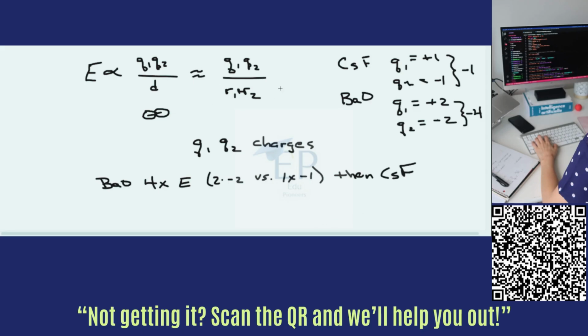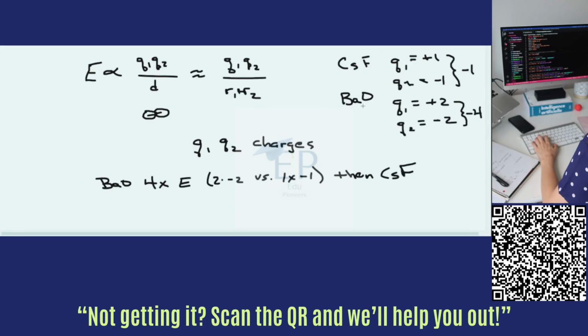Now, if you look at the distance between them, let's look at the radii. Because there is a difference between the cesium radii and the barium radii, but they're both in row 6. They both have 6 electron shells. So their radius really isn't that much different.